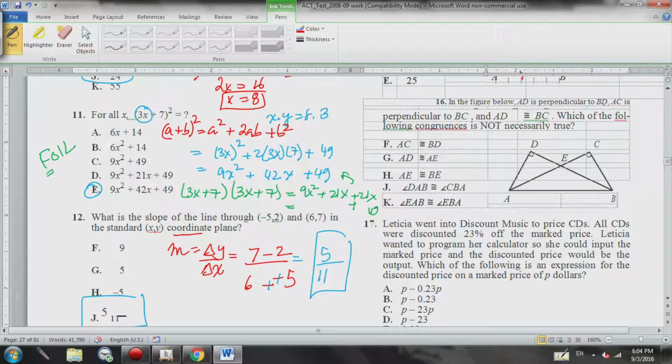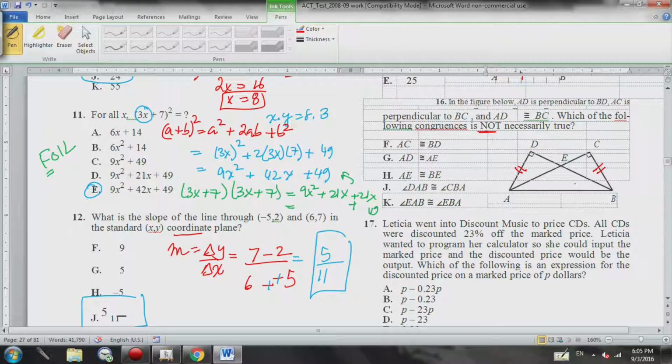And AC is perpendicular to BD over here. That's also marked. And then they say AD is congruent to BC. Which of the following consequences is not necessarily true?